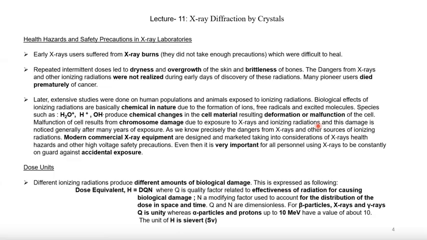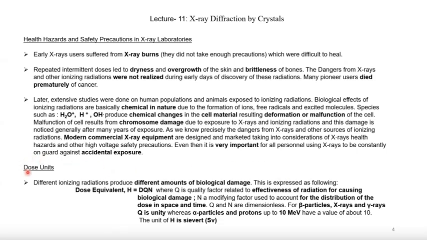Therefore, with this knowledge, modern commercial equipment is designed and marketed with considerable care for health hazard and other high voltage safety precautions. So it is very important for personnel using X-ray that they are constantly on guard against accidental exposure.